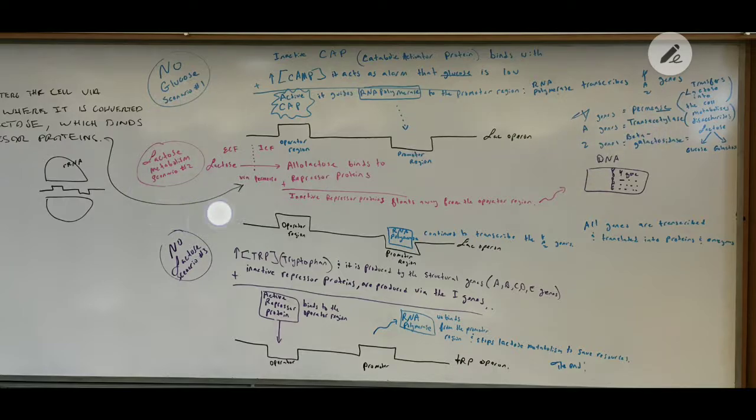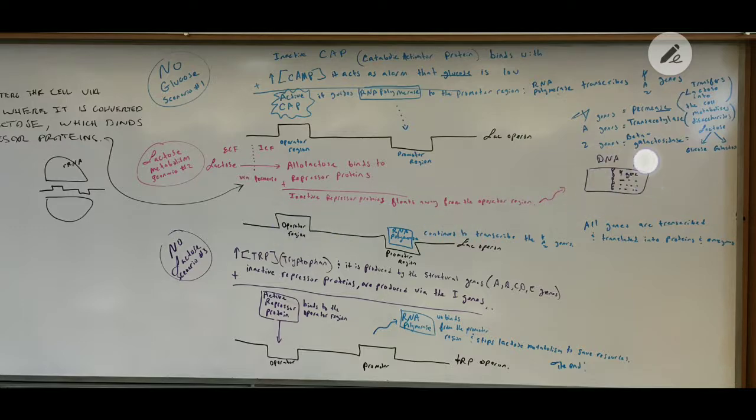So now scenario 2 is just amplifying this effect in a way. It's lactose metabolism. Lactose gets slingshotted into the cell via permease. Going back one step, lactose gets converted into allolactose, and allolactose binds to the repressor proteins. Then it makes this protein here inactive. So now the inactive repressor protein floats away from the operator region.